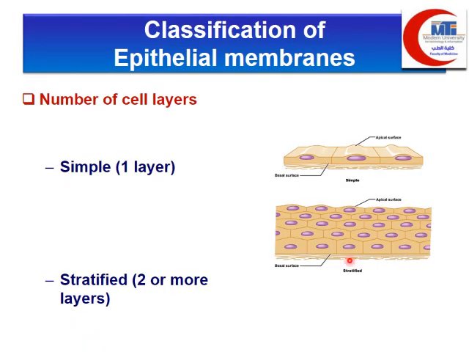We are going to start first with the surface epithelium or the covering epithelium, which is given another name. It is named epithelial membranes. The epithelial membranes are divided according to what? According to the number of cell layers. If this epithelium is formed of 1 layer only, we call it simple epithelium. But if it is formed of more than 2 layers, we call it stratified epithelium. Strata means layer in Latin.